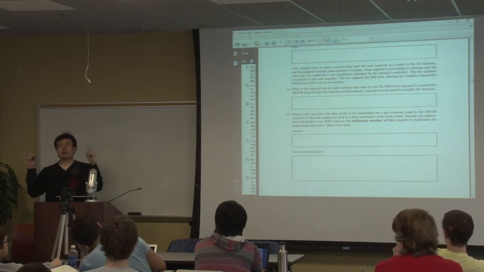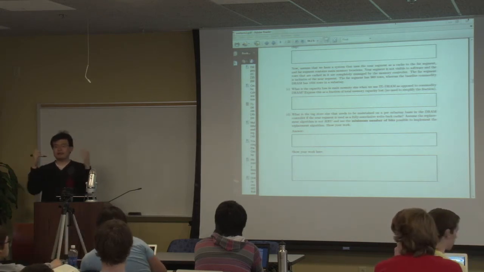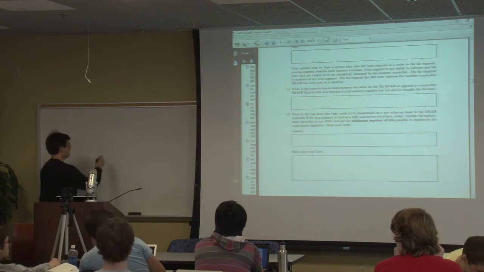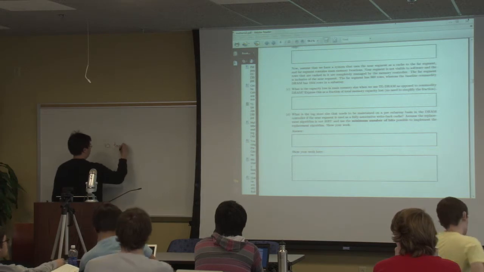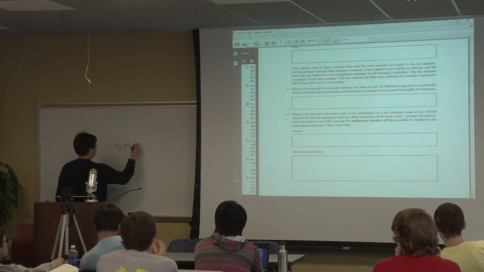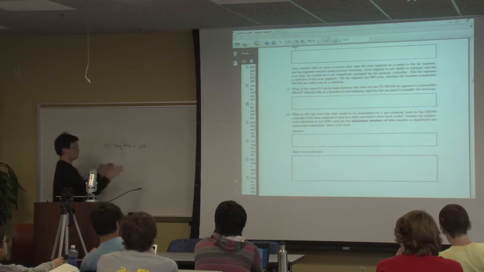Log, and then it's the upper limit. Yeah, so it should be 10. Yep, times the number of things in your cache, which is 64. So that is the number of total tag bits.